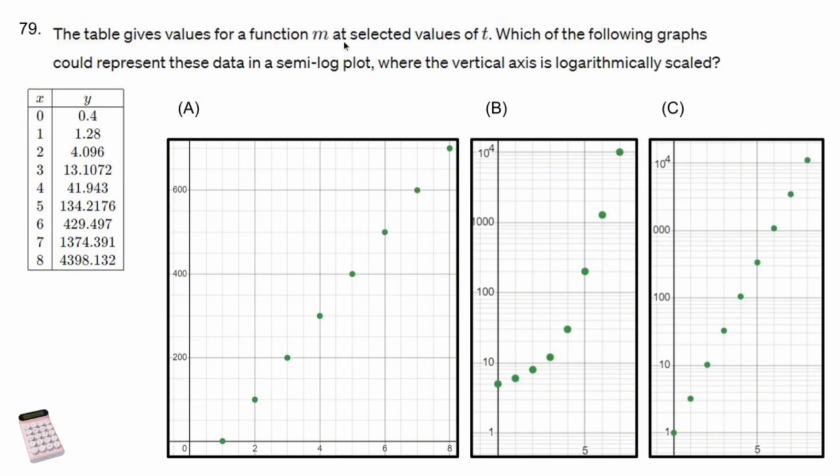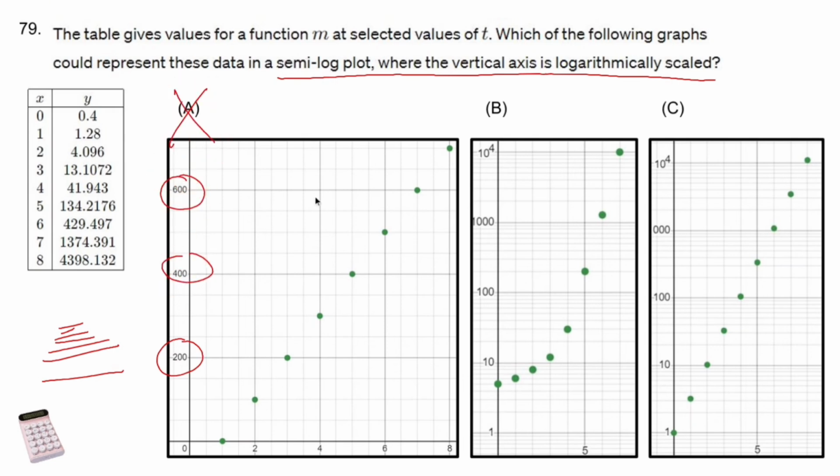Now, what you're looking for is a semi-log plot where the vertical axis is logarithmically scaled. That's thing number 1. A semi-log plot where the vertical axis is logarithmically scaled goes like this, and as you work your way up, things get a little bit tighter. Okay, I could have done a much better job showing that. But what we see in A is the vertical axis is just linearly scaled. It goes up 200, then 400, then 600. That's not the guy we want. This is just a regular old coordinate plane.